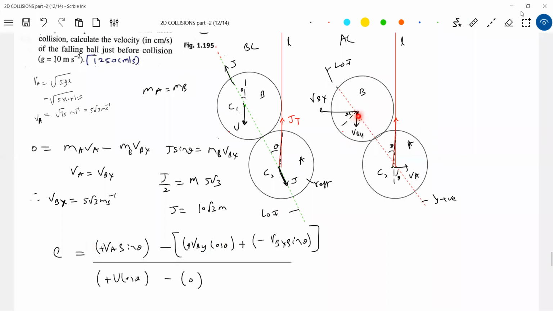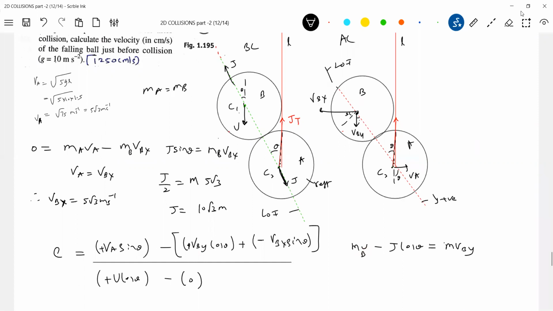After collision, the velocity of ball B, VBY cos theta will be there along the line of impact, and the other component VBX sin theta in that direction. So I'm putting both the components here. We know VBX, we know VA, and we know U. We know E equals 1. Solving, we will get VBY. After getting VBY, I'll apply the impulse concept. So what is the impulse? Mu minus J cos theta should be equal to M VBY.